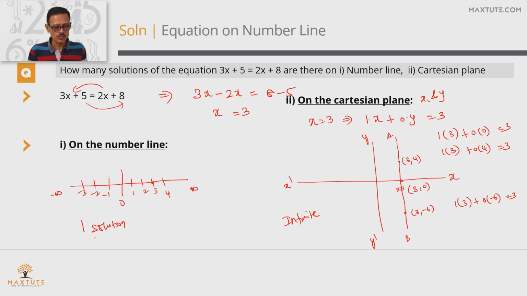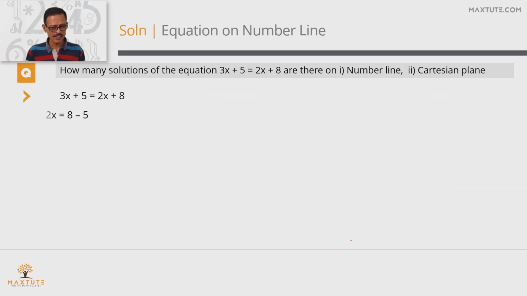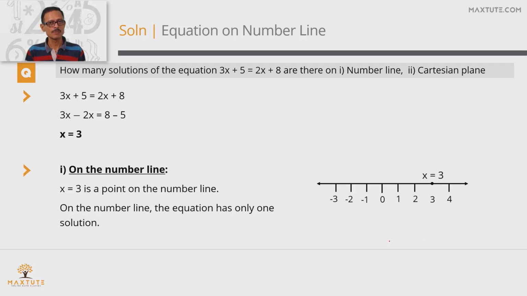On the number line, it's got one solution. It represents a single point. On the Cartesian plane, it represents infinite solutions. All of those solutions are coordinates of points that lie on this line AB. Let me quickly summarize it in a printed form. Simplifying this equation as x equals 3, on the number line it just represents one point. So it's got only one solution.